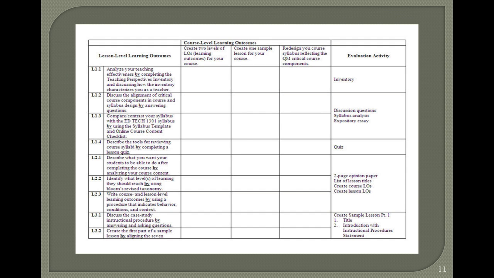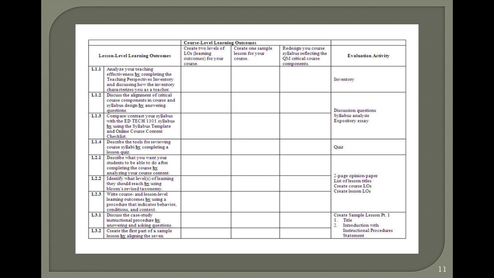The chart I prepared to illustrate alignment is here on slide 11, with the other part of it on slide 12. On this slide, you can see the lesson level learning outcomes for lessons 1 through 3. On slide 12, you can see the ones for lessons 4 and 5. I won't take time and read all the outcomes because you can pause the slides if you'd like. The point I'm making is that the course level learning outcomes lay the foundation on which the lesson level learning outcomes are built. The completion of the learning task assigned to each outcome must be evaluated by the evaluation activity.